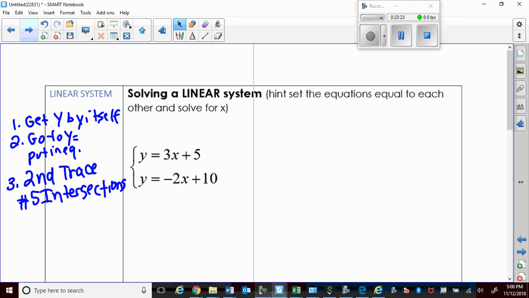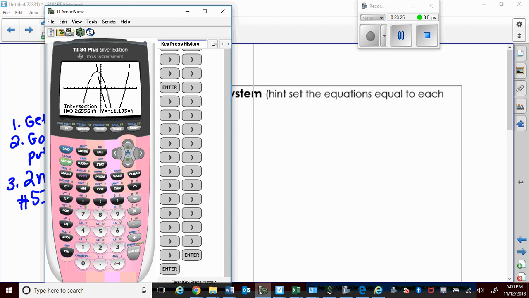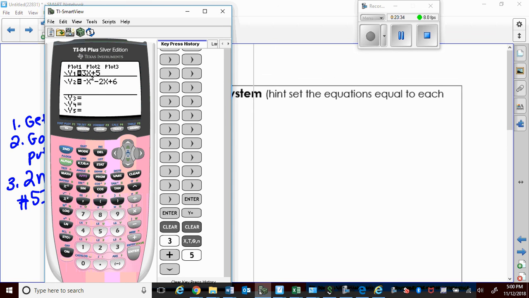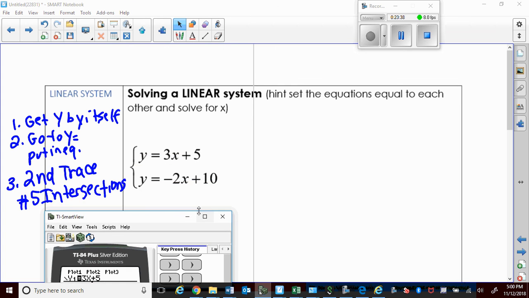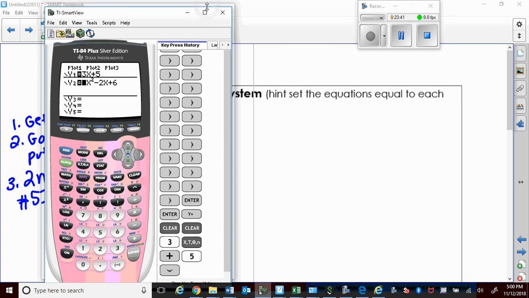So we're going to do the next one, y equals 3x plus 5, and then y equals negative 2x plus 10. So I'm going to put 3x plus 5 in my calculator. Go to y equals, press clear, 3x plus 5. And then the other one is negative 2x plus 10.